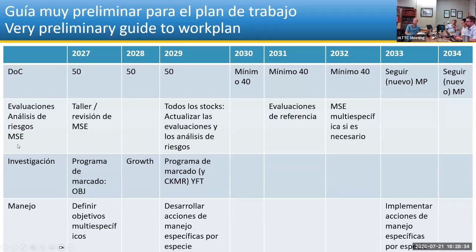In terms of the evaluations and the MSE, I'm not sure what this is for the revision. So in 2027, what does it say? Workshop. Oh, okay, yes. I just added this today, so I wasn't quite sure what it was. Sorry.